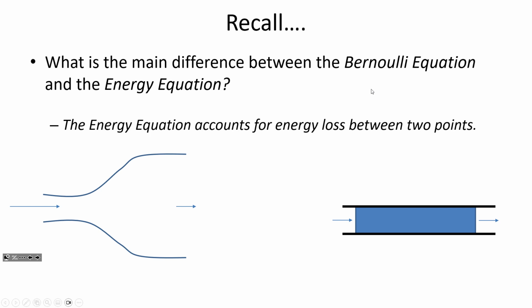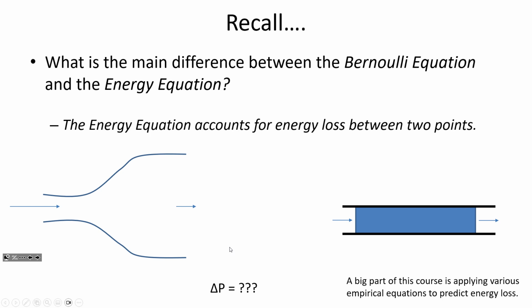So we use the Bernoulli equation for when pipe diameters are changing, to know how the velocity will change, and in the case of a decrease in velocity, how the pressure would go up. And the pressure change is related to both a velocity change but also due to friction losses. So a big part of our course is just using different friction loss empirical equations.